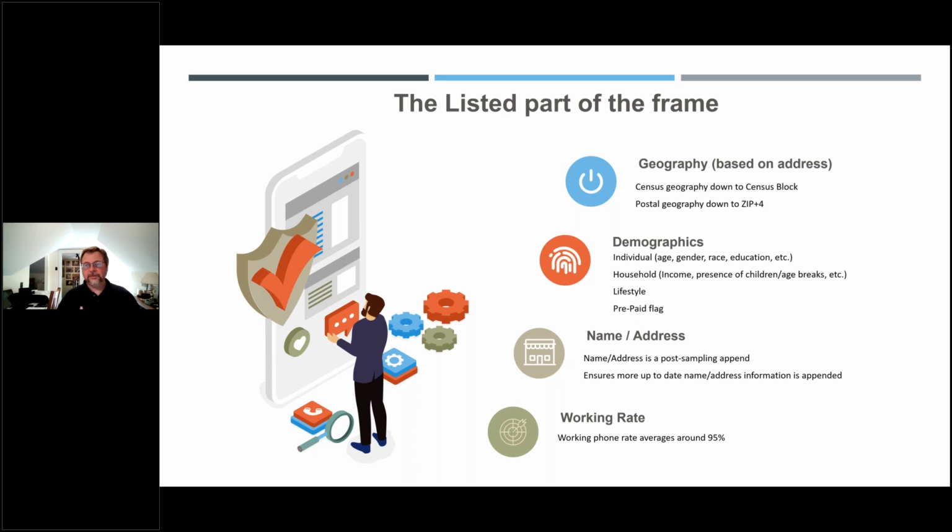Demographics that are available, they're your typical demographics. We have individual demographics, including age, gender, race, education, religion, language, the normal stuff that you would typically see for an individual. We also have household level demographics, including income, presence of children within certain age groups, length of residence, home value. So all the typical household level demographics that you would normally see. We also have lifestyle variables associated with cell phone numbers, the propensity of people to do one thing or another, to buy this or to do that.